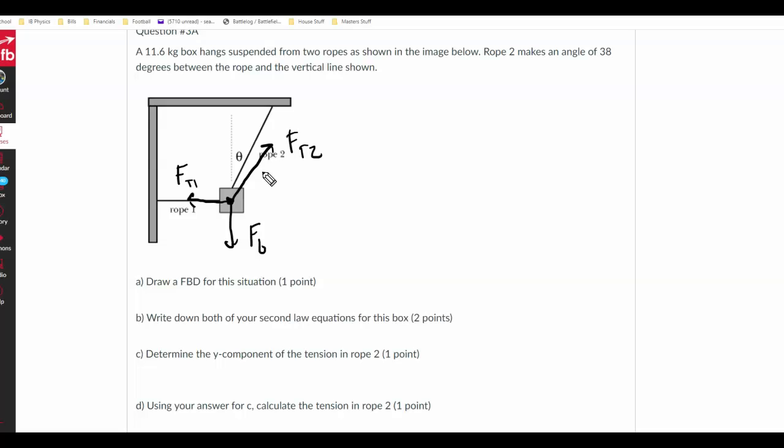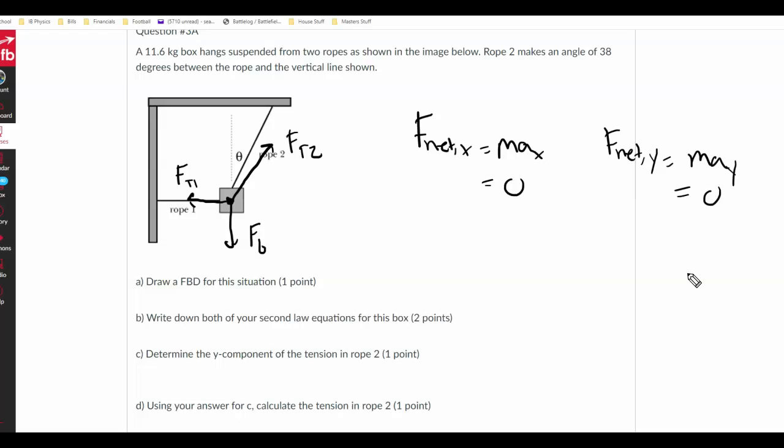Okay, B says write down both of your second law equations for this box. Okay, so when it says both, that means F net x and F net y. Now, in both cases, the net force is 0 because the object is at rest, it's not moving. Okay, in the x direction, we have 2 forces. We have Ft2x plus Ft1. In the y direction, we have Ft2y plus Fg. That's it. Okay. So 1 point for the FBD, 2 points for these 2 second law equations.